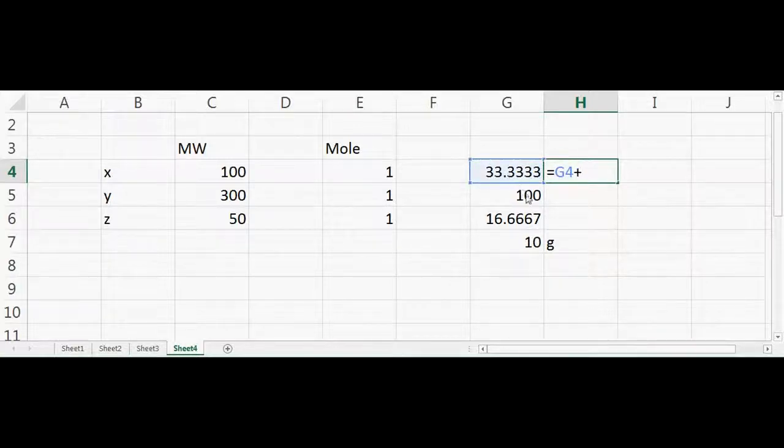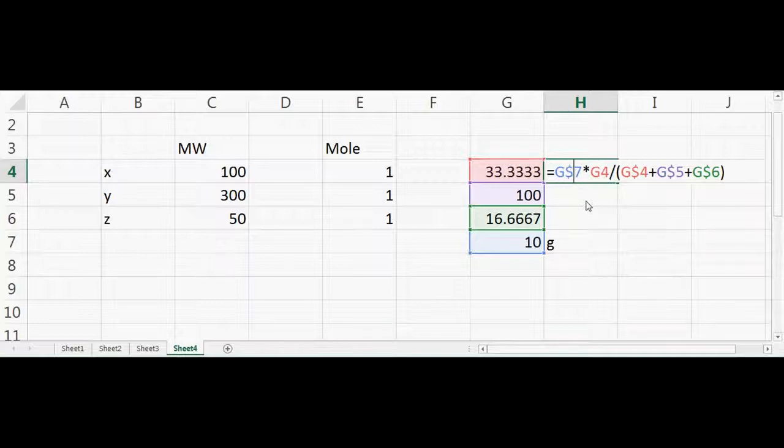So what we'll do is again take the sum of all these three together, this plus this plus this, and then we multiply it by this. So now it gives us the weight percent, and then we multiply it by the 10 here. Dollar, dollar, and dollar, and then also a dollar for this one.